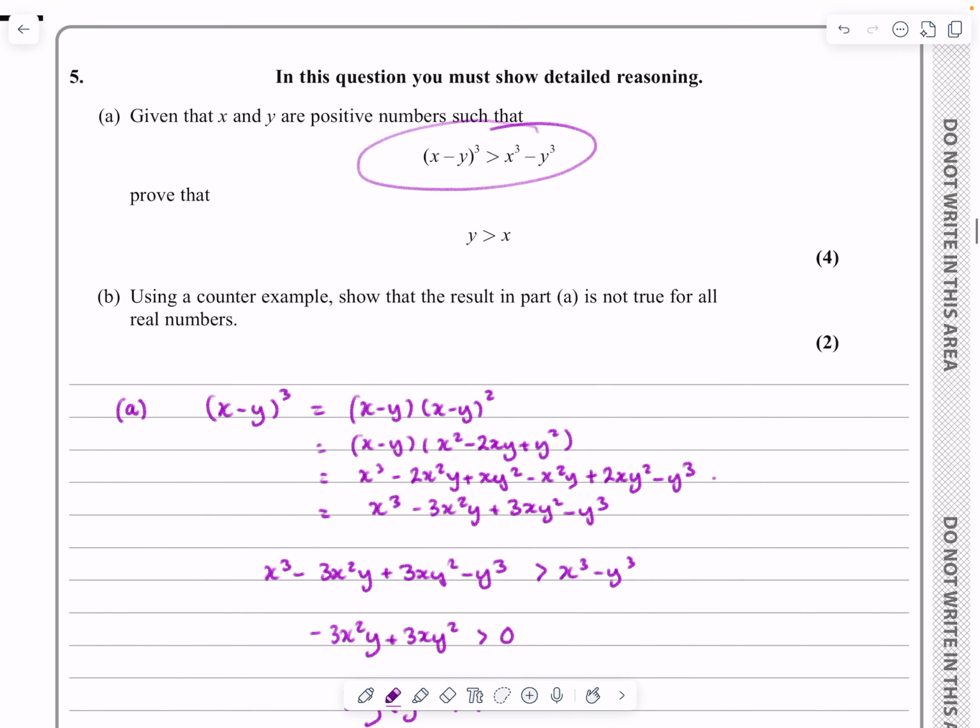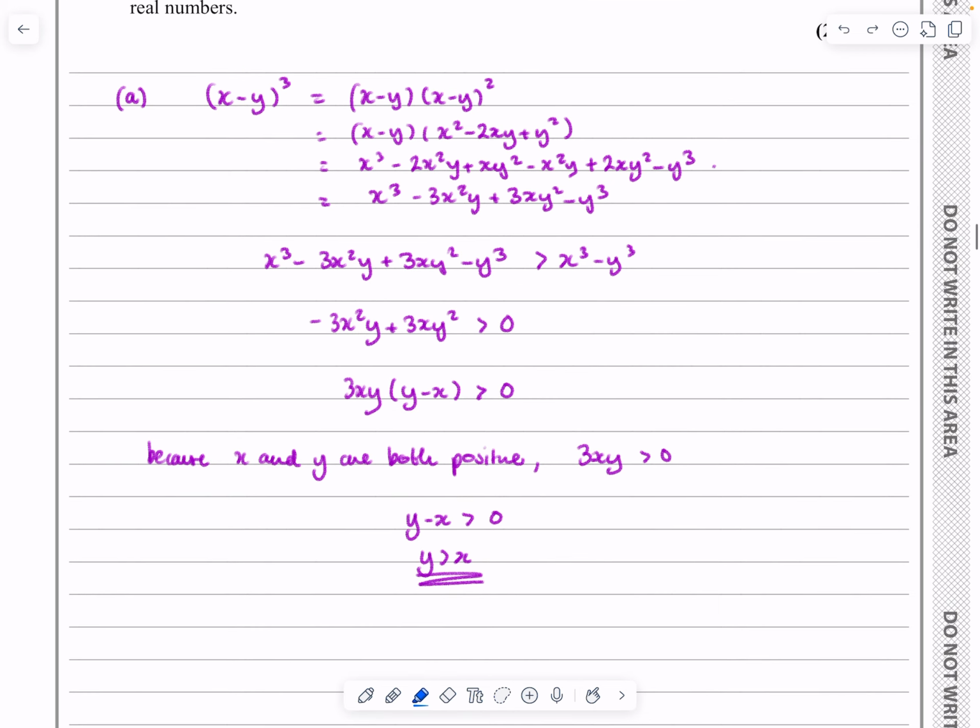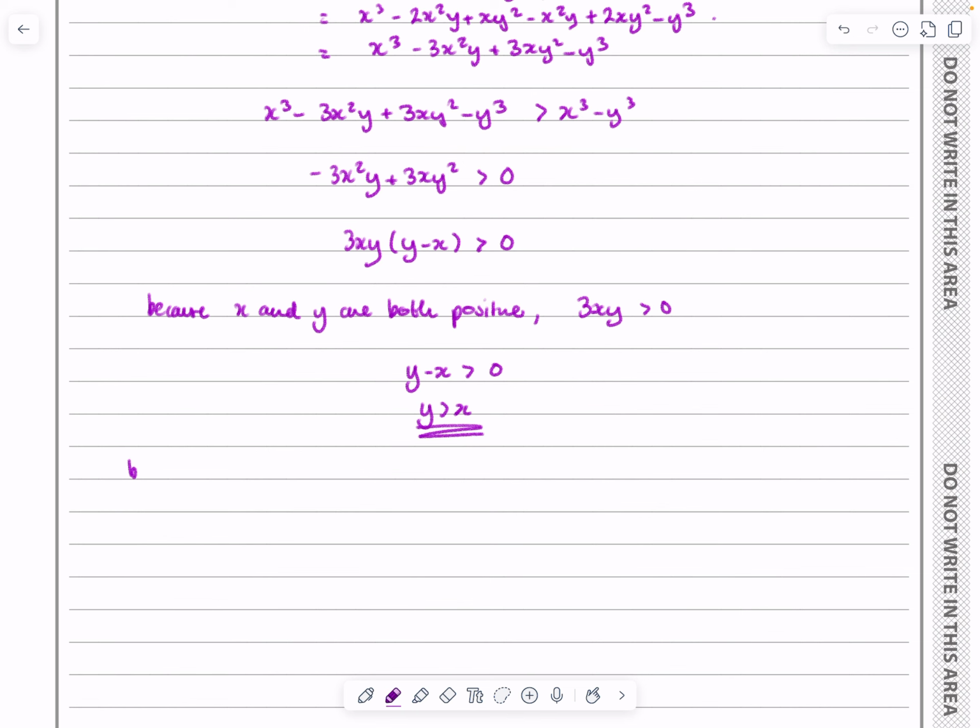Part B then says, using a counterexample, can we show that that doesn't work for all real numbers? So let's look up here at the proviso that they put in. They said this works for positive numbers, so I'm guessing it's not going to work for a positive and a negative value. And obviously I've already done it, so I know that it doesn't. Let's try it. So let's say, is this true for x positive and y negative? And I can tell you already it isn't, but let's just show it isn't.